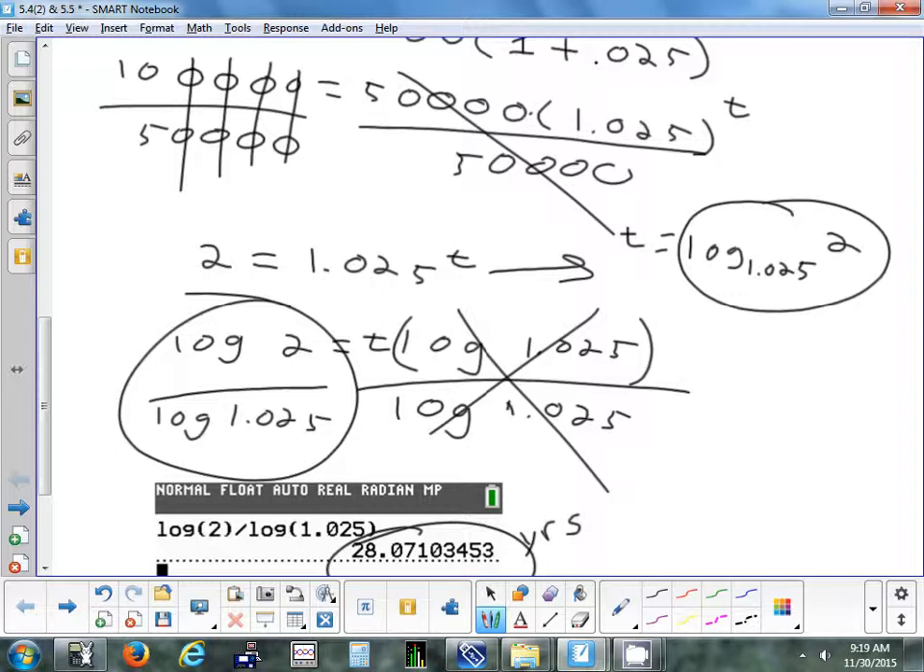Does everyone see that? Changing log to exponential form to log form. Now you can type it in that way. Any question on that? Okay. Log of the argument divided by log of the base. That's exactly what we really did.